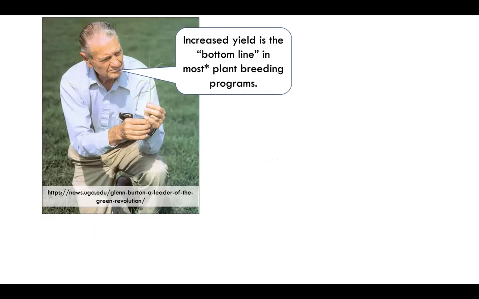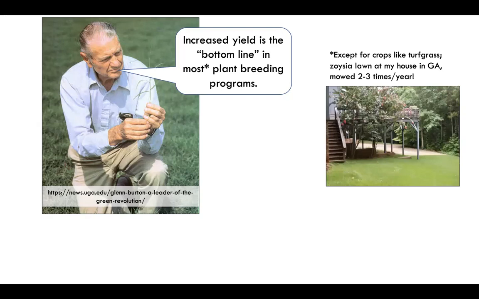Glenn Burton, a well-known Bermuda grass breeder down in Tifton, Georgia, once said that increased yield is the bottom line in most plant breeding programs. And generally that's true. At some level, yield is important. And I'm going to talk about yield in alfalfa in the next few slides.